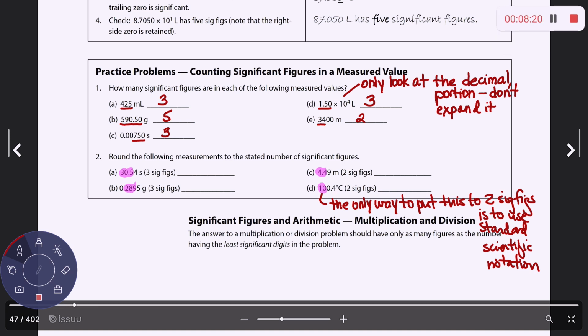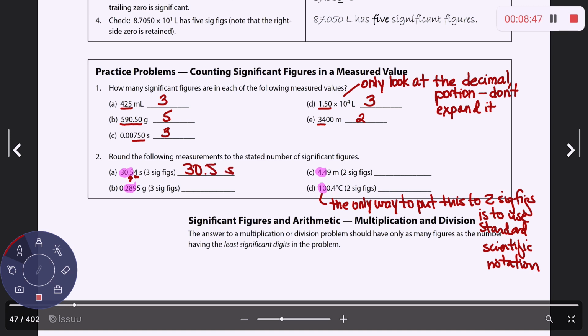Okay, for number 1, do we all agree on that? Okay, and I made the note that if you have something in standard scientific notation, don't expand it. Look at the decimal portion only and determine how many sig figs are in the decimal portion. You're done. Okay, for number 2, since we have a 4 here, if this was a 5 or greater, then I would round this up. So this would be 30.5 seconds.